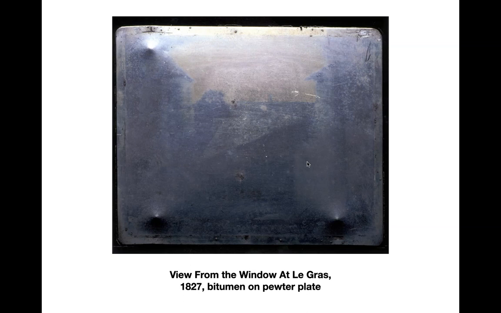But this is what the plate looked like. The title of it is View from the Window at Le Gras, which is his estate. And this is a slightly optimized view of it so you can make out what it is. So on the left you can see part of a window frame, and then there's a roof of another structure in the center. You can easily see the two towers to the left and right, and there's some trees and a horizon in the background. But this is the first photograph.